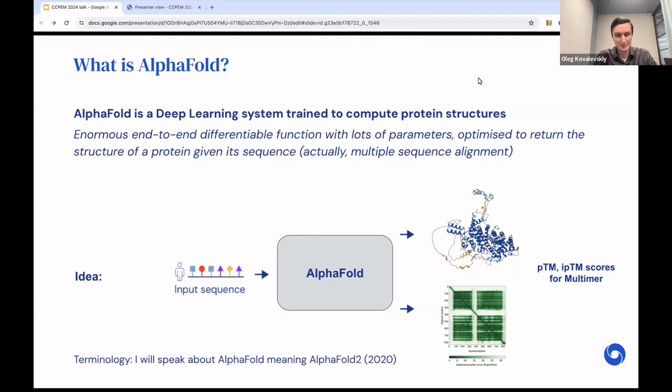But as a biologist, you don't need to know any details about machine learning. You just need to submit the sequence and get the predicted structure. And what is very important is that AlphaFold also returns confidence metrics, which allow us to judge the quality of the prediction.